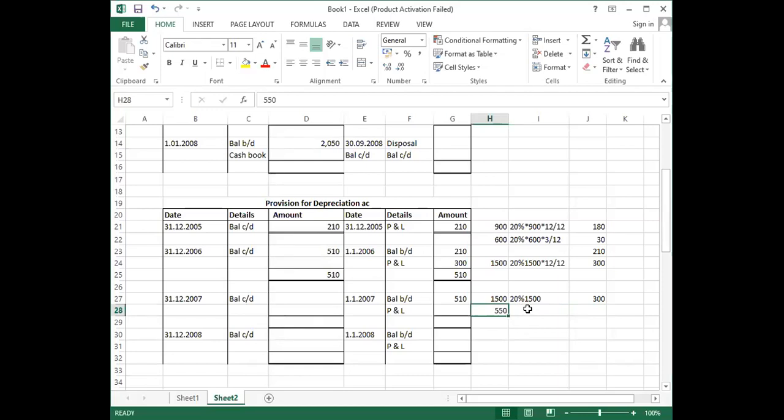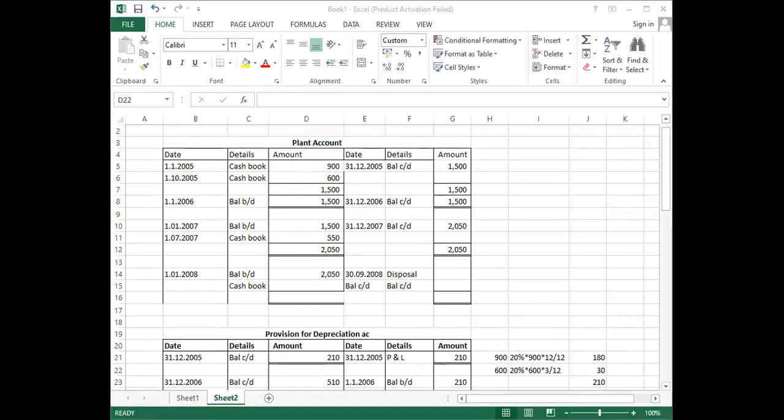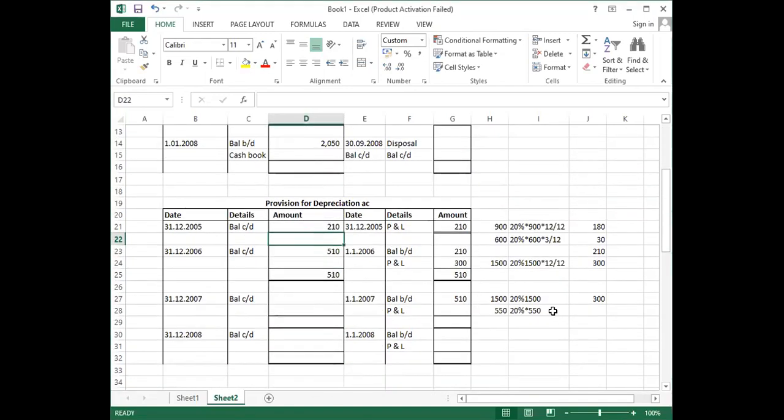Then this equipment that has come in, we still apply the 20%, right? Multiply by the 550, but for how long has it been with us? When did we buy it? We bought it on 1st July. So what period will we apply here? 6 months. Very true. So 6 over 12. And what do you get? 55. True or false?